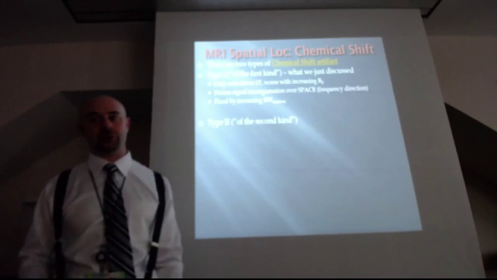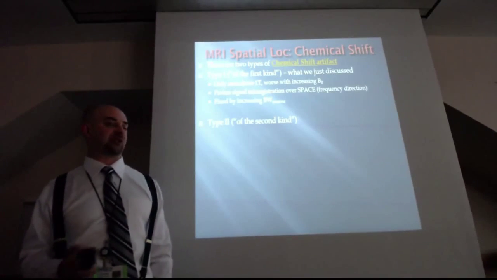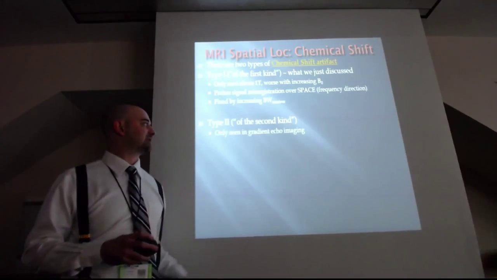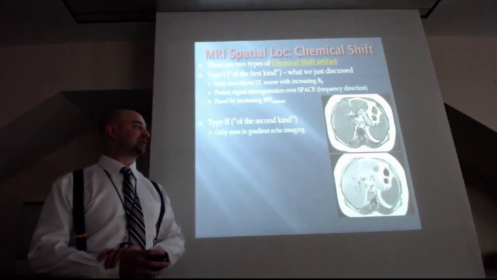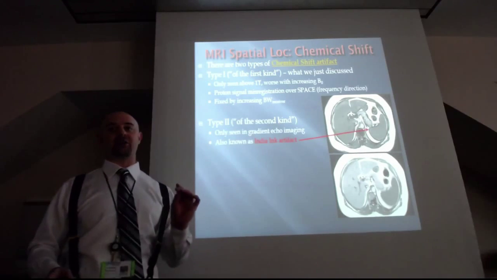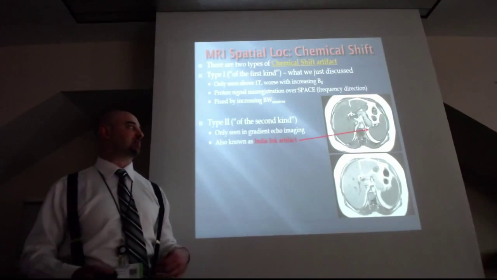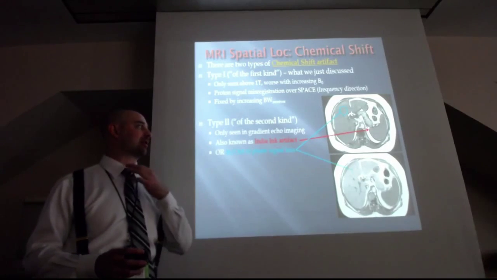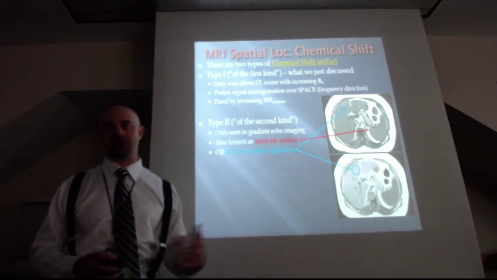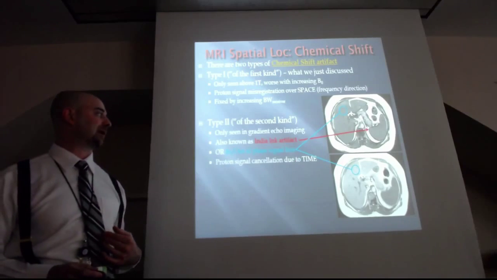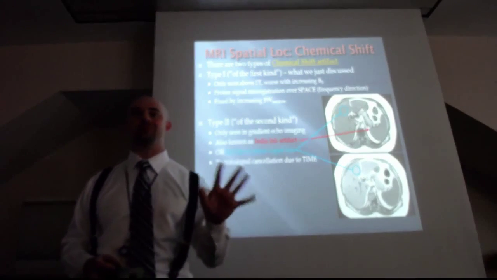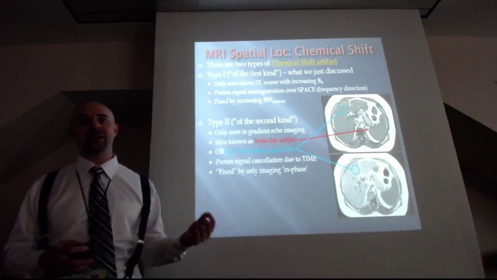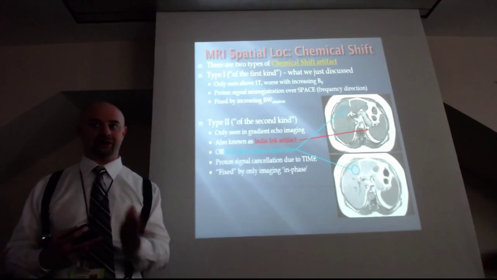Okay, now type 2, or chemical shift of the second kind, if you ask me, isn't really a chemical shift artifact, but some people call it this. You only see it in gradient echo imaging, and it's actually more of a temporal thing than a spatial thing. So you've heard of it more appropriately as the India ink artifact or signal loss on in and out of phase imaging. And this is proton signal cancellation due to time. The way you fix it is by only imaging at in-phase times.